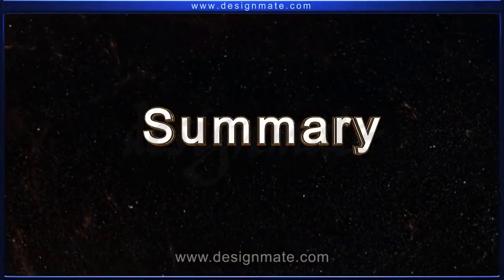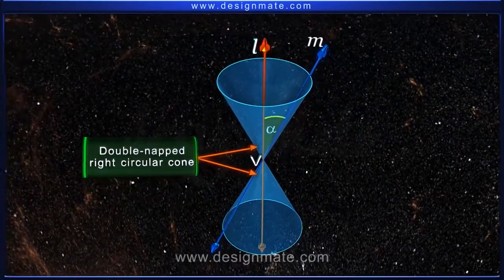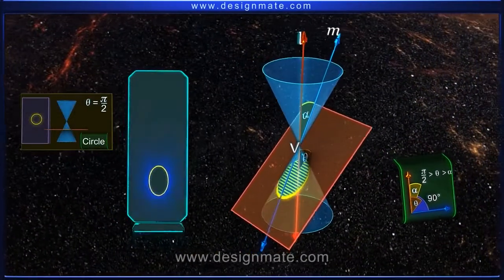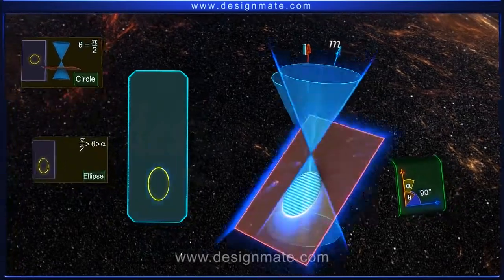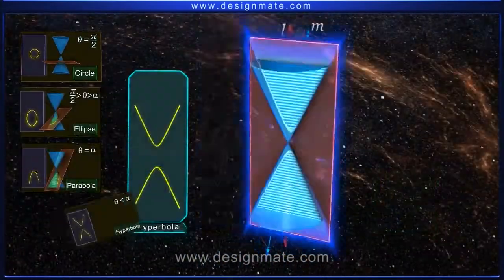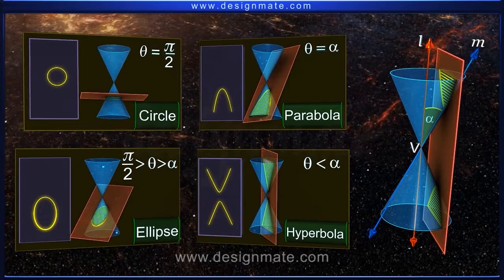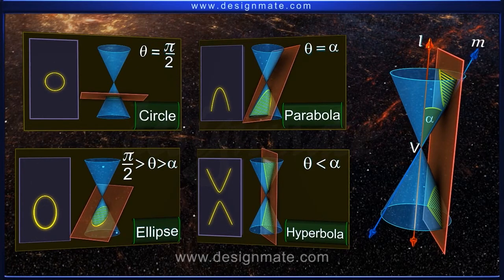Summary. In this session, we have understood the concept of a double-napped cone and also the curves formed by the intersection of a plane with a double-napped cone. To summarize, the curves formed are the circle, the ellipse, the parabola, and the hyperbola. These curves form the conic section.